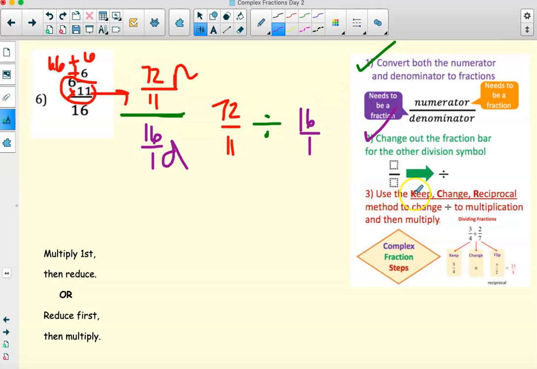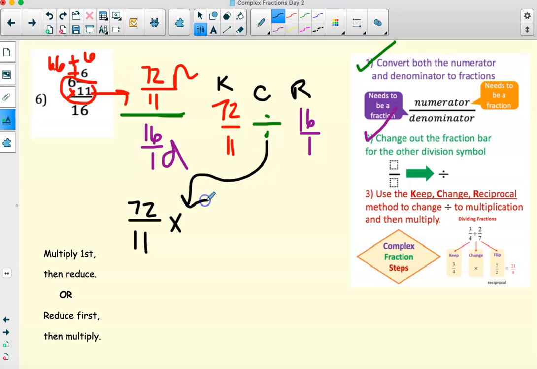And then step 3, use the keep, change, reciprocal method to change division to multiplication, and then multiply. So keep, change, reciprocal. So we keep the 72 over 11. We change division to multiplication, and then we record the reciprocal of 16. We're going to multiply across. 72 times 1 is 72.